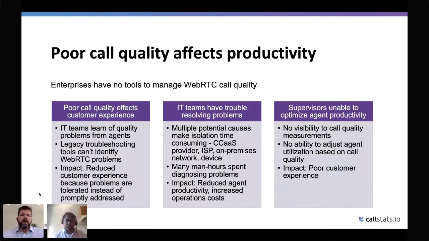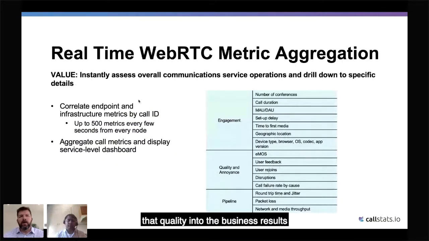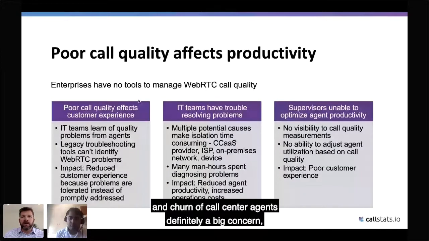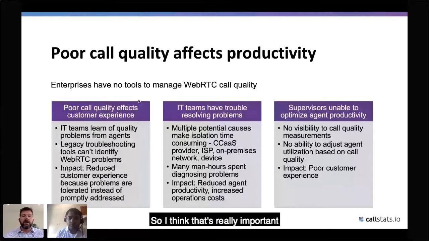Okay, great. Yeah, I like the way that you're tying that quality into the business results, and the churn of call center agents, definitely a big concern, and obviously the impact that it has on the customers themselves. So I think that's really important, the way that you tie that together.